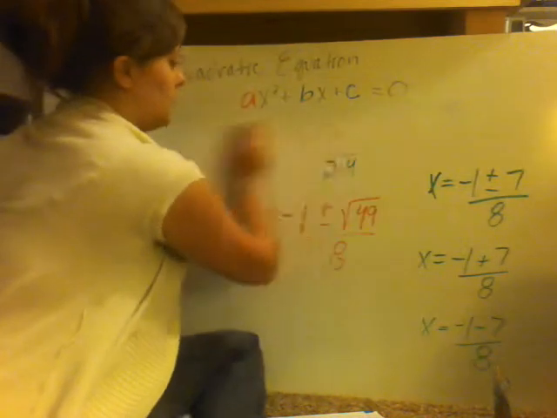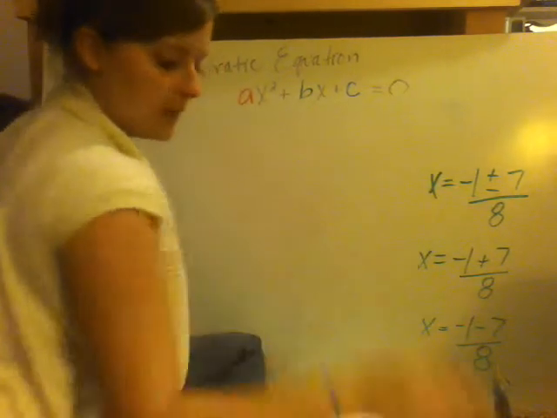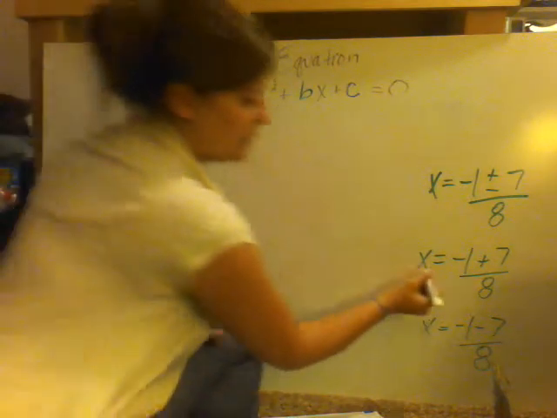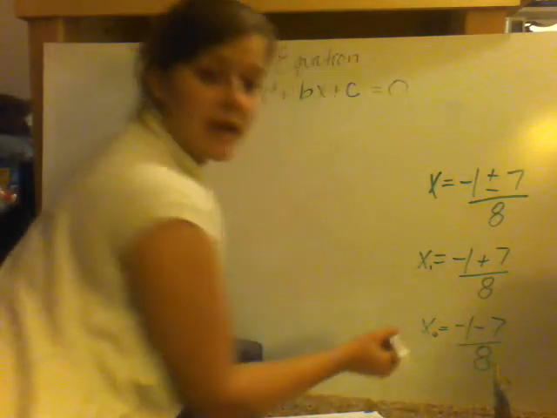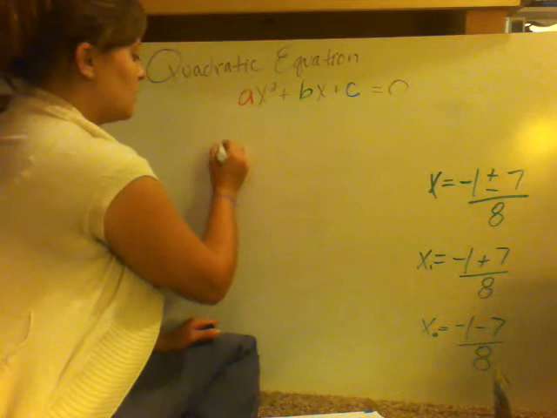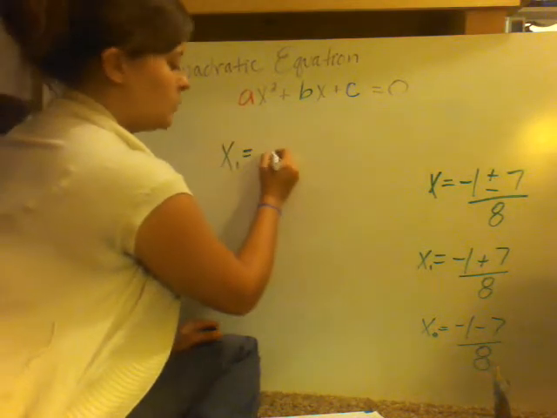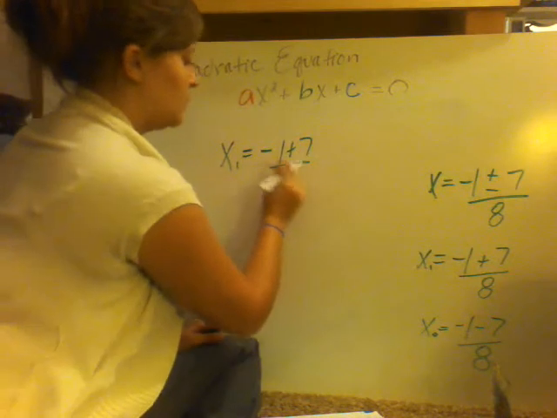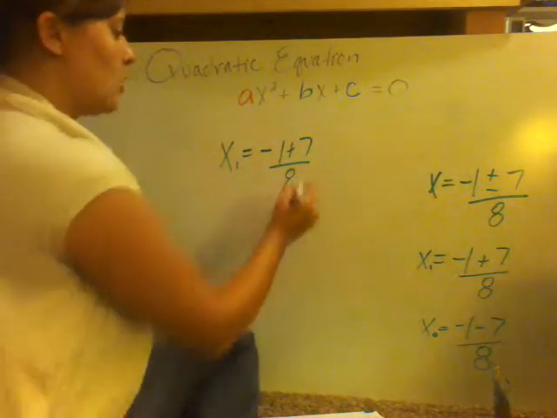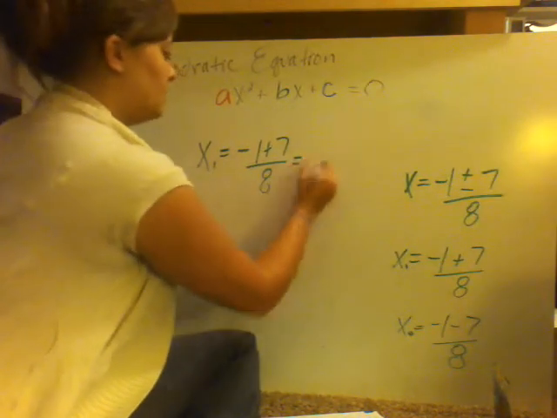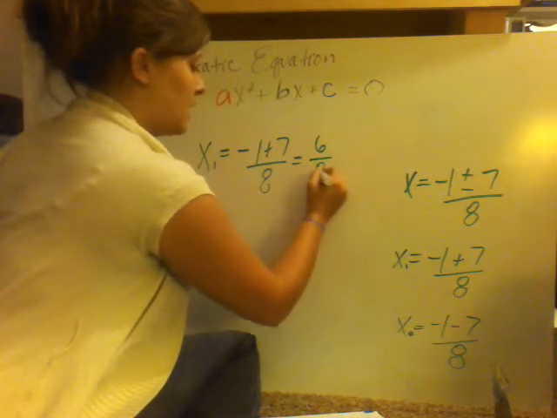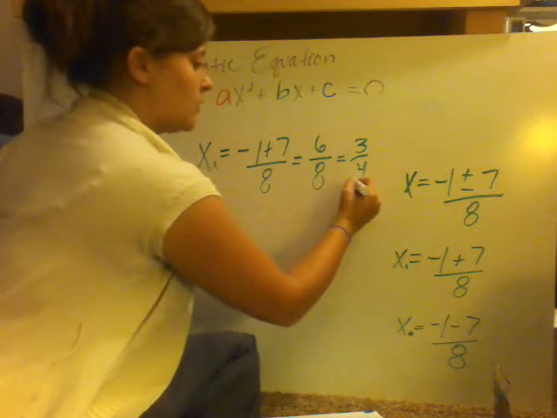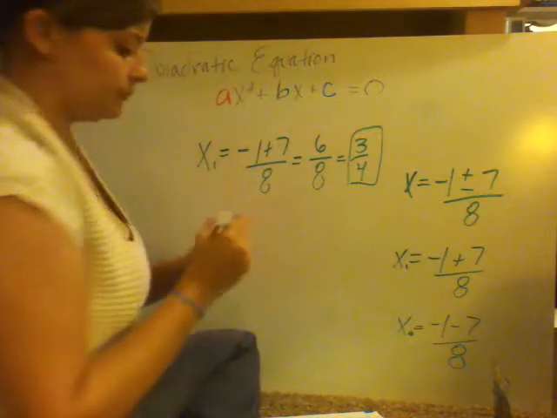So I'm going to come back here and erase this. So I'm literally just going to do the math for both of these. And I'm going to give them numbers. I'm going to say this is x1 and this is x2. So I'm going to start with x1. So x1 is equal to -1 plus 7 divided by 8. So the entire thing is divided by 8. Well, -1 plus 7 is 6 divided by 8. And I can break this down to 3/4. So that's my first answer.